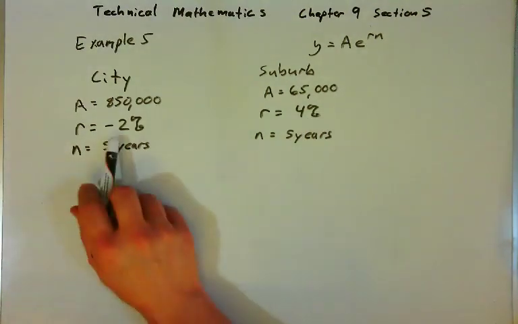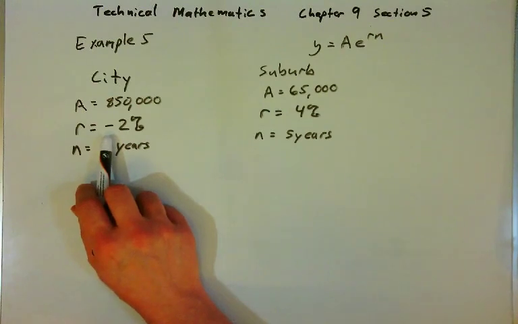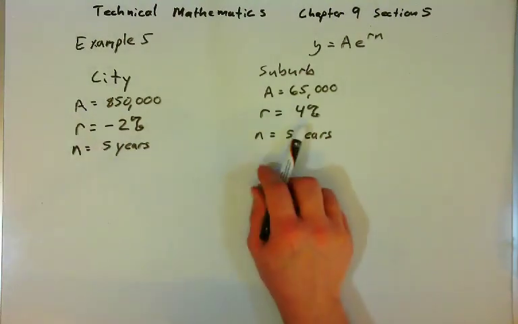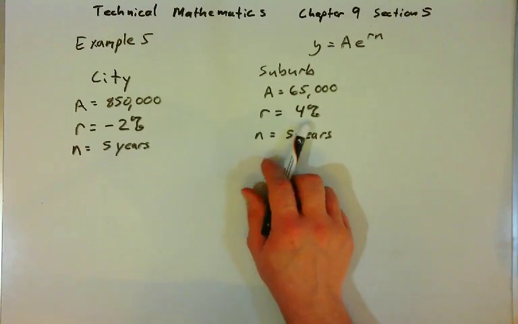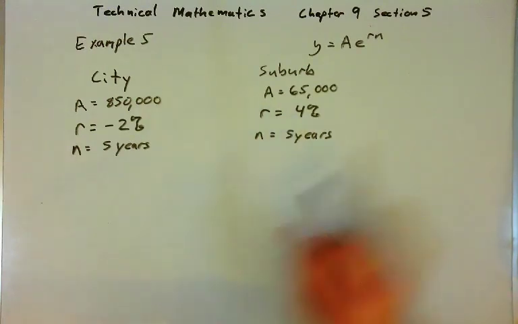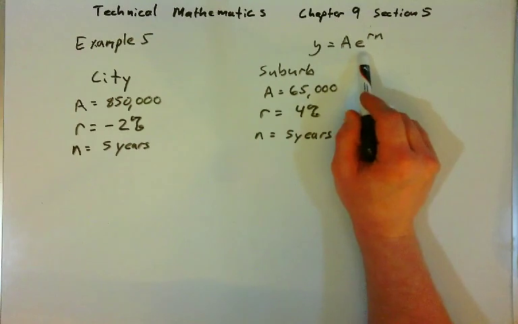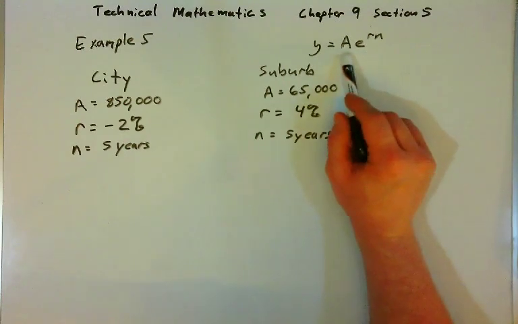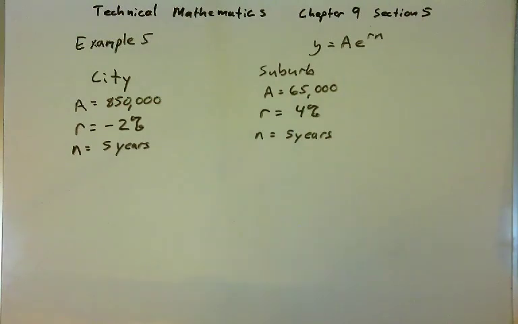Now, the population loss of the city does not all occur on the first day of the year, right? People are leaving the city all the time. It could be right now, it could be a few minutes from now, it could be an hour from now, it could be a week from now. Right? Same thing with the growth of the suburb. It doesn't all happen at once. That whole 4% does not all of a sudden just move in all on the same day. It's happening all the time, all throughout the year. And so that means we want to use the continuously growing formula, where we have y is equal to a times e to the rn power. So that's the formula that we're going to use.